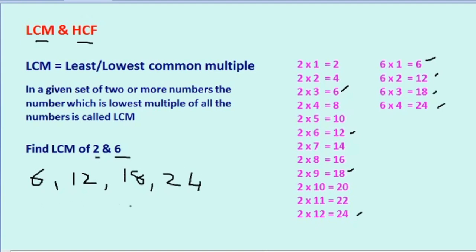Out of these, we have to select the lowest. Which is the lowest in this? 6 is the lowest. So LCM of 2 and 6 will be equal to 6. 6 is the lowest common multiple. It is found here also and it is found here also.